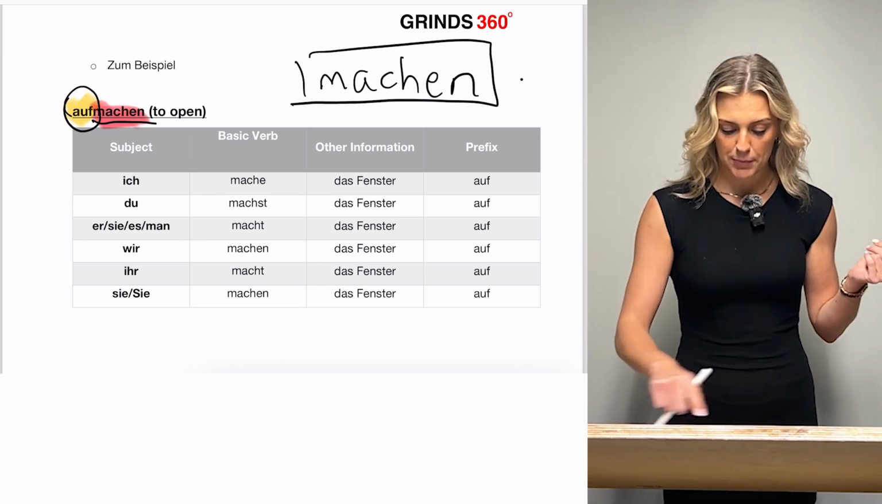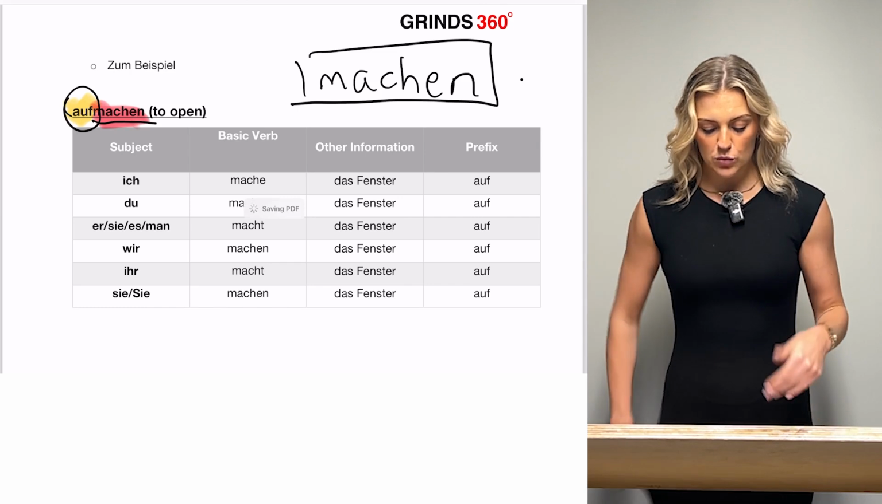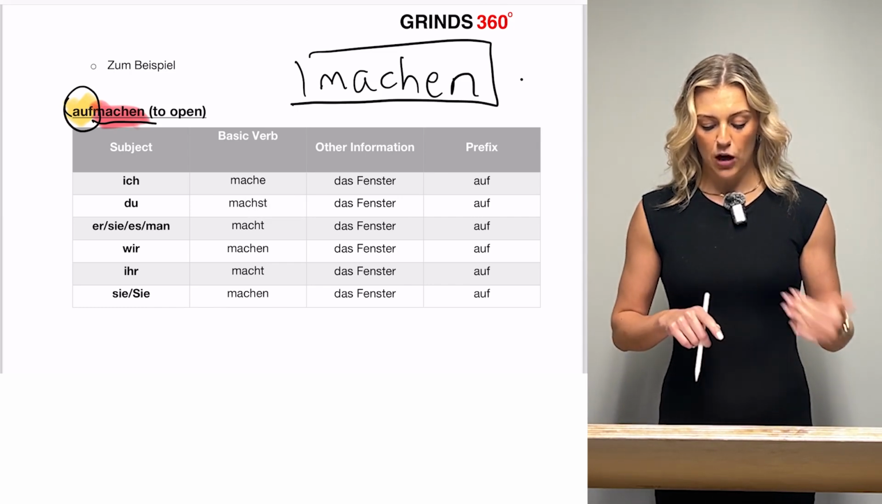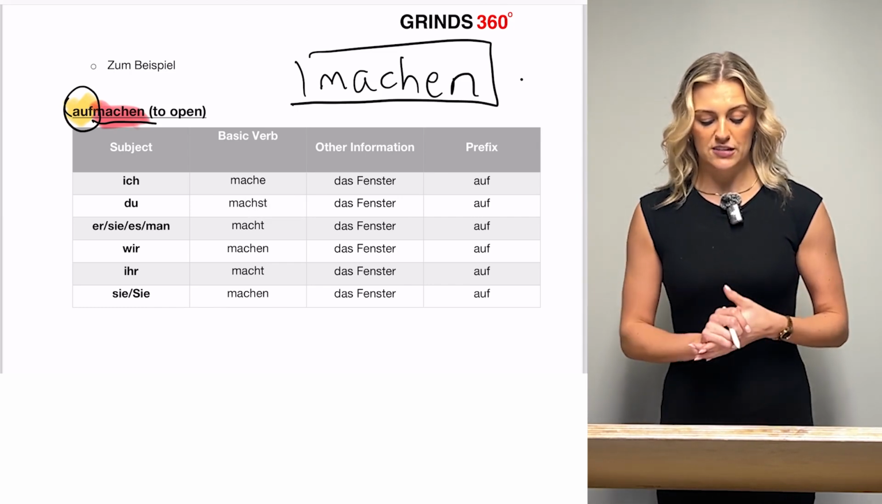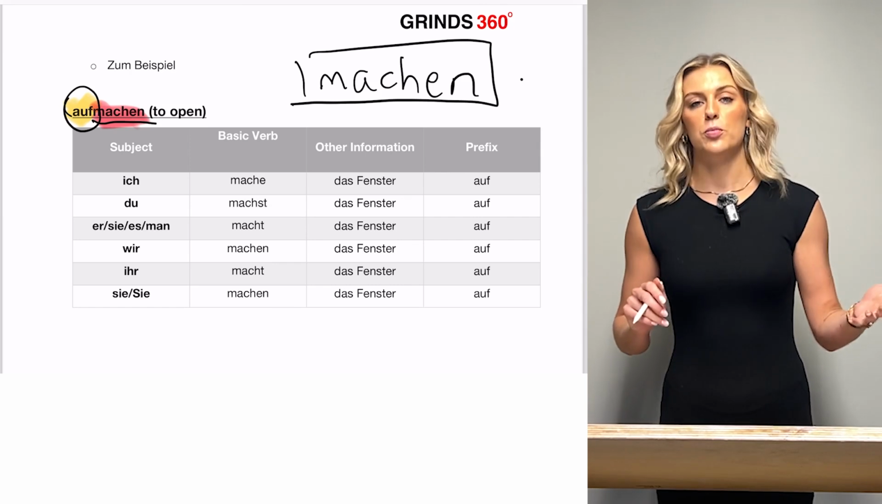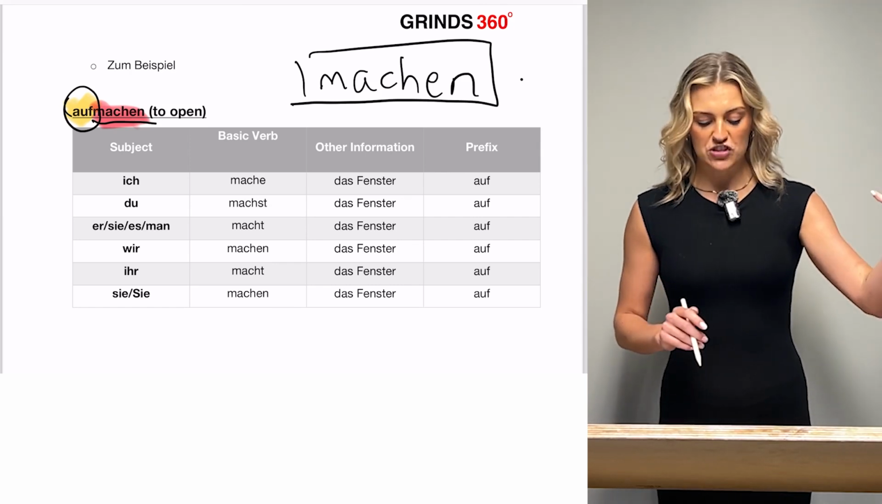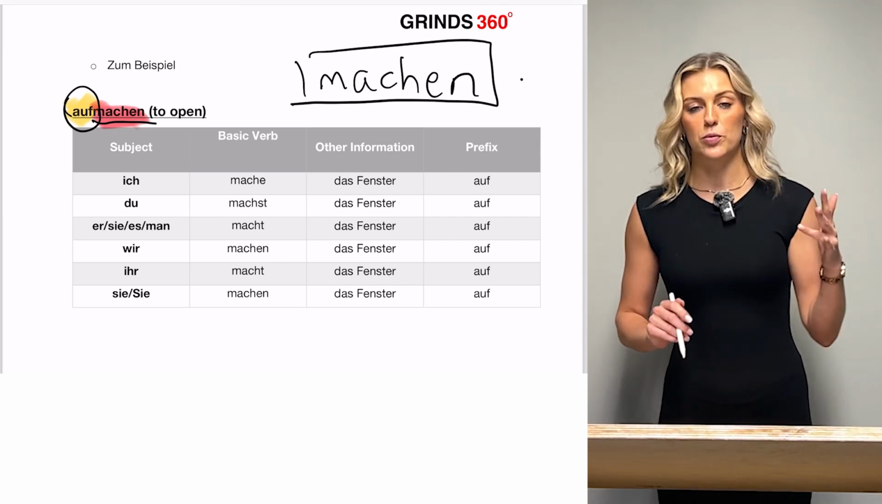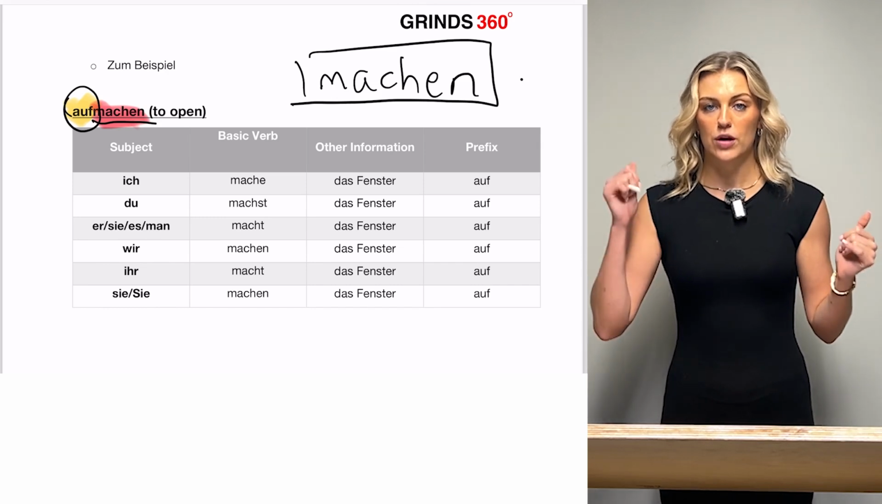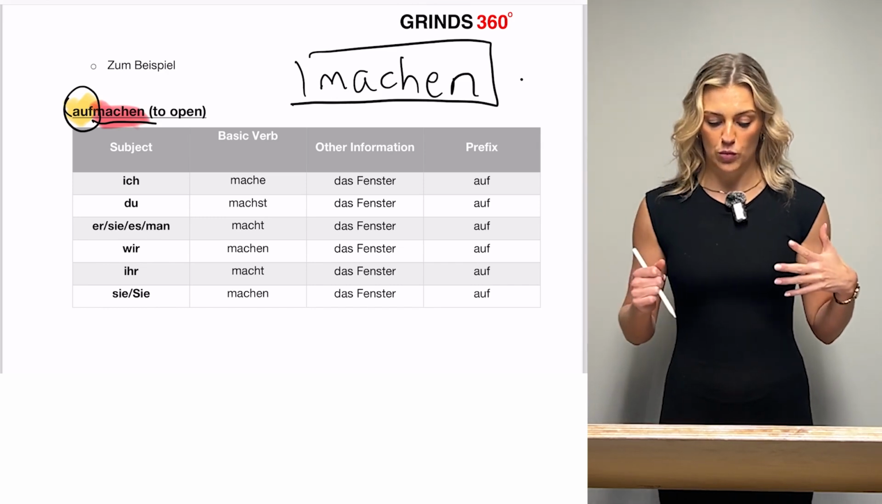So here is an example. Here I'm using the verb aufmachen and das Fenster. Aufmachen is to open. Here I'm saying I open the window, you open the window, he, she, it, one opens the window, we open the window, you plural open the window, they open the window, you formal open the window.